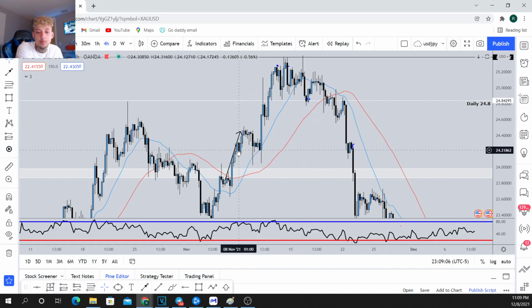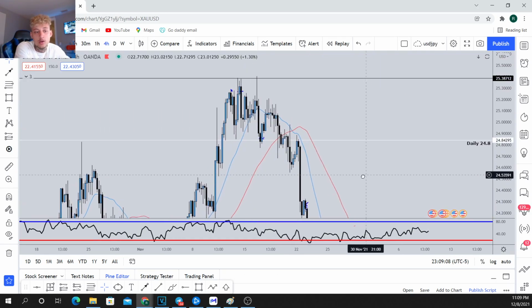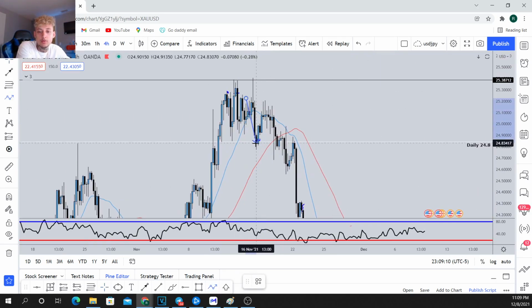Now, let's say price breaks under resistance. Notice how price was consolidating above, held at support, broke support, came back up. It retested our previous level of support, and it held as resistance.